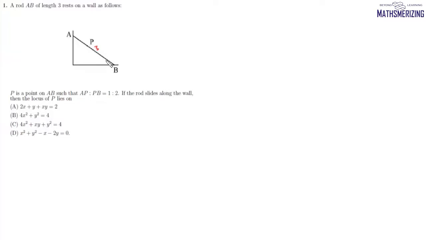Now suppose this angle is theta. Then the coordinate of B will be 3 cos theta comma 0, and the coordinate of A will be 0 comma 3 sin theta. Now P divides it in the ratio 1:2. Now we need to find the locus of P. The first step is to identify the point. It is this point P. Let it be alpha comma beta. Now we'll use the section formula.